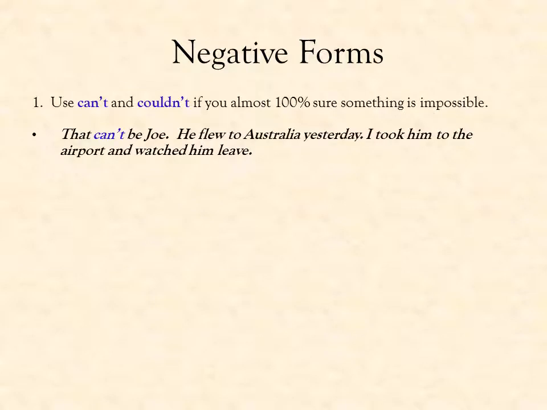Let's look at how we use the negative forms of these. With each example, look at the kind of information you have that makes you either come to a conclusion, which means you are almost 100% sure, or that makes you guess and have a few different possibilities. Use can't and couldn't if you are almost 100% sure something is impossible. That can't be Joe. He flew to Australia yesterday. I took him to the airport and watched him leave.